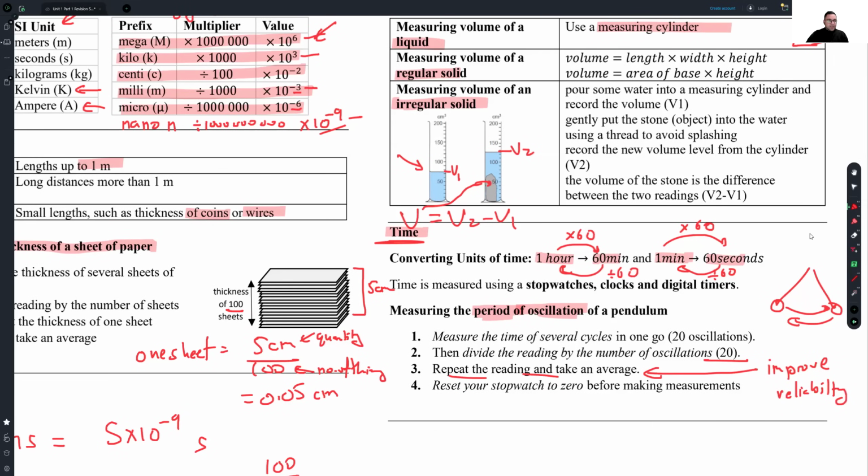And then finally, as an extra precaution, if there's an extra 4th mark for the question, we reset our stopwatch before making any measurements. So before we start, we reset, measure the time of 10 oscillations, divide the reading by 10, repeat and take an average.